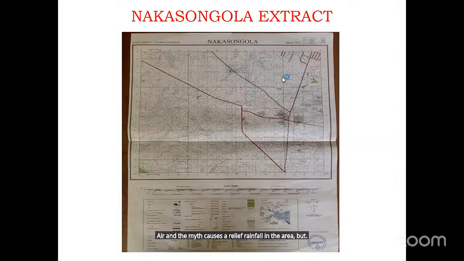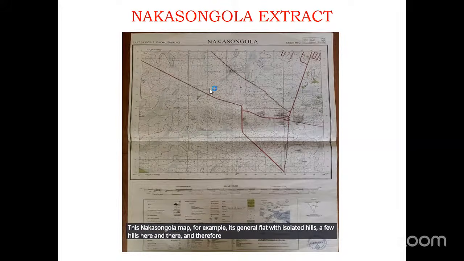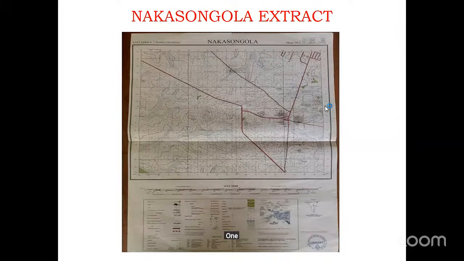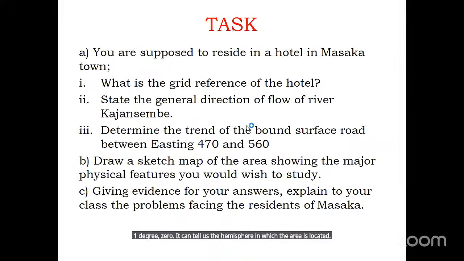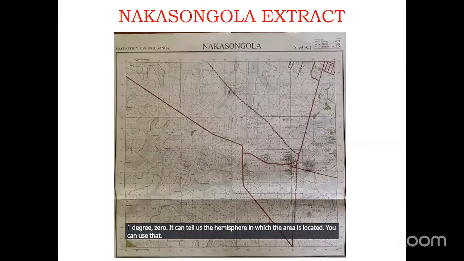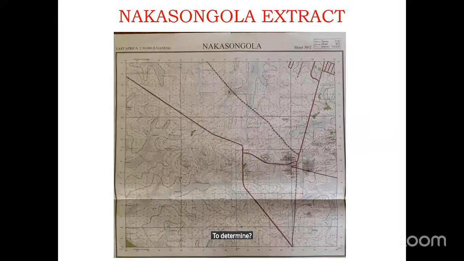But this Nakasongola map, for example, is generally flat with isolated hills, a few hills here and there, and therefore the rainfall is unreliable. You also look at the location, at what latitude. The area is located at about 1 degree 5 minutes. It can tell us the hemisphere in which the area is located, and you can use that to determine the climate of the area.